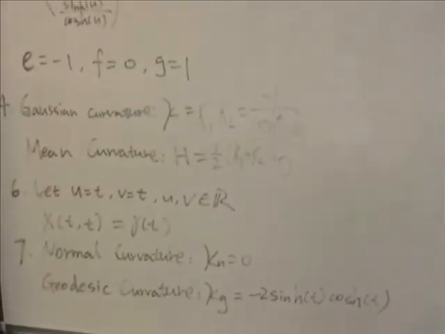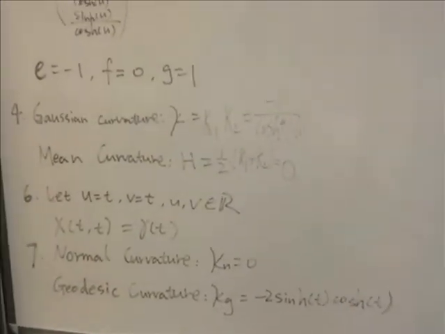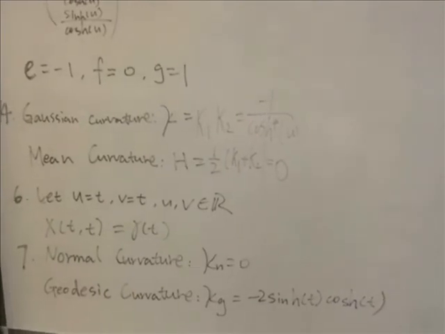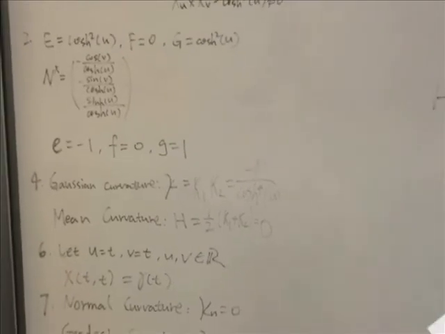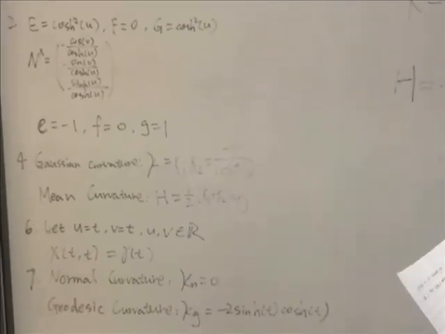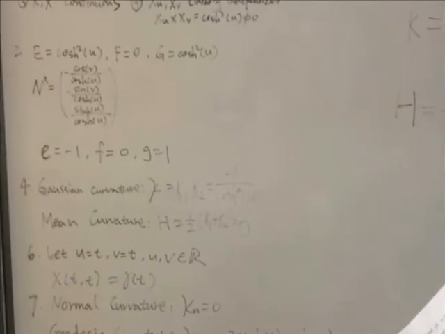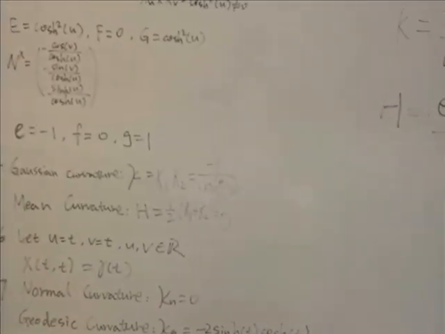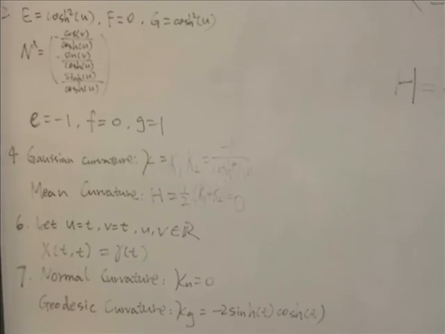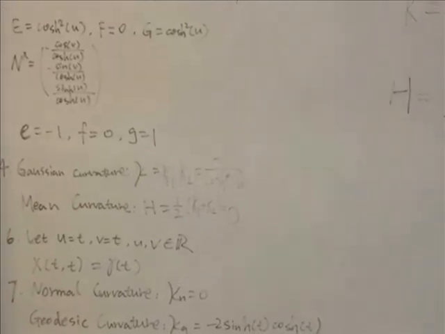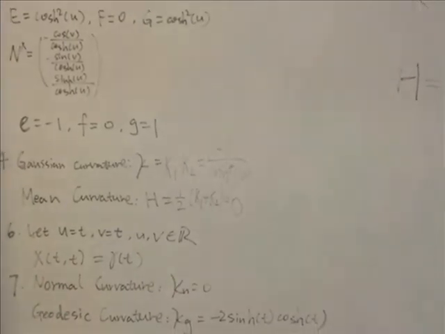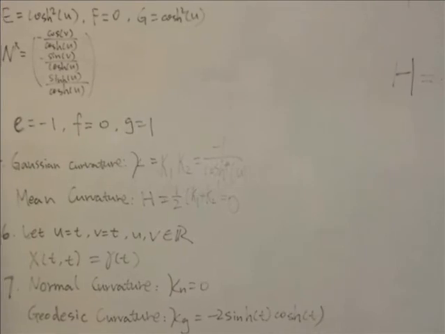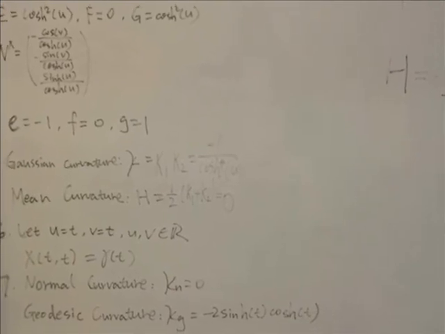And how do we use the Gaussian curvature and the mean curvature? Well, let S be a surface with Gaussian curvature K and mean curvature H. A point P belonging to S is called elliptic if the Gaussian curvature is larger than 0, hyperbolic if the Gaussian curvature is less than 0, parabolic if the Gaussian curvature is equal to 0 and the mean curvature is not equal to 0, or flat if the Gaussian curvature and the mean curvature are both equal to 0.